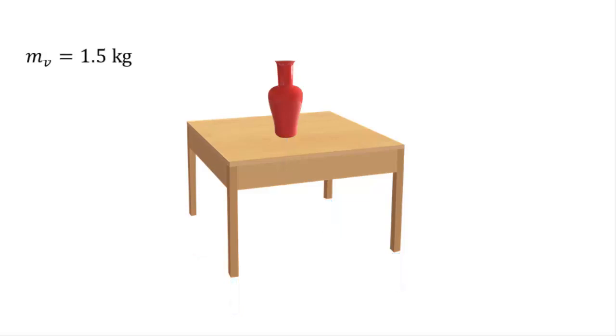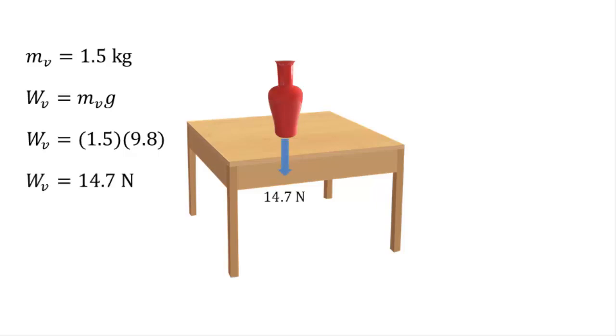So if the mass of the vase is 1.5 kilograms, then what is the point load exerted on the table by the vase? Since the vase has a mass of 1.5 kilograms, then its weight is its mass times gravity, which is 1.5 kilograms times 9.8 meters per second squared to give us 14.7 newtons.